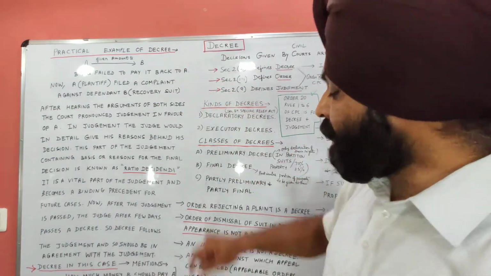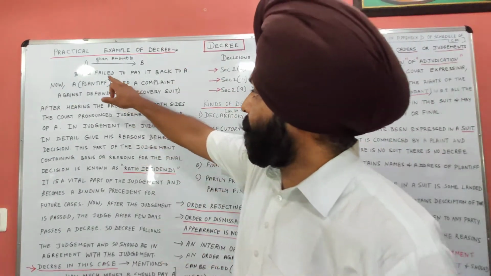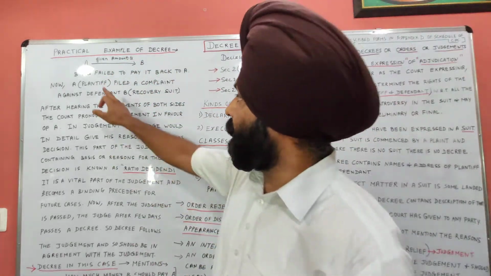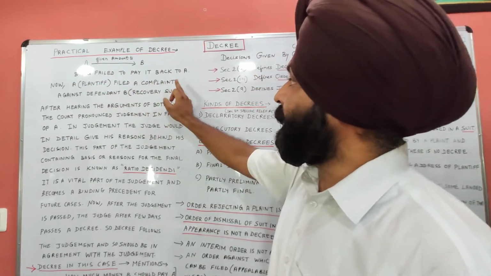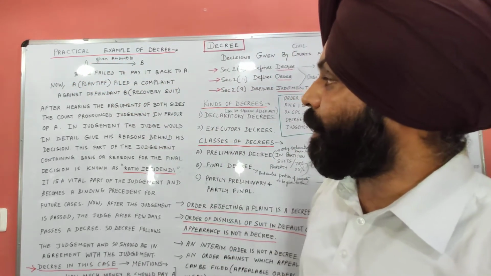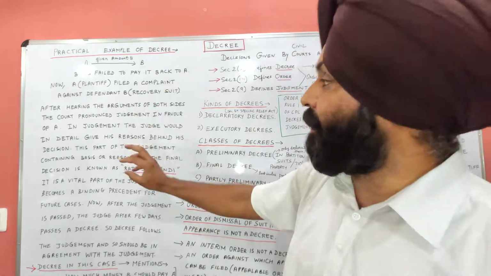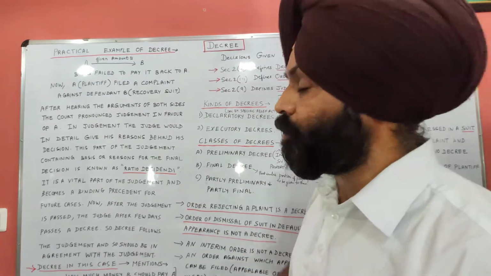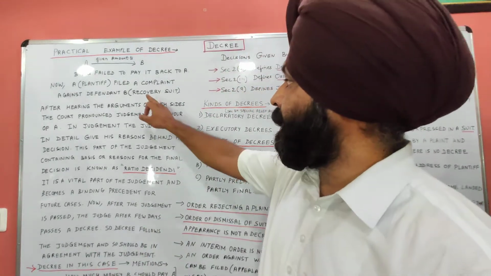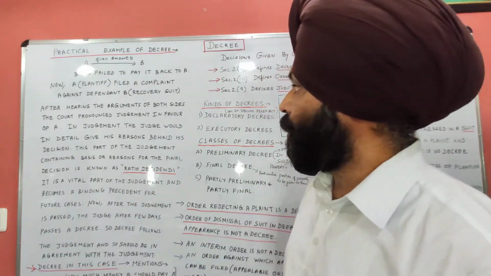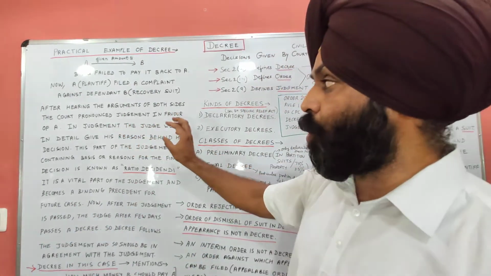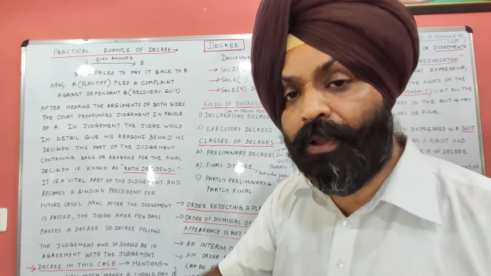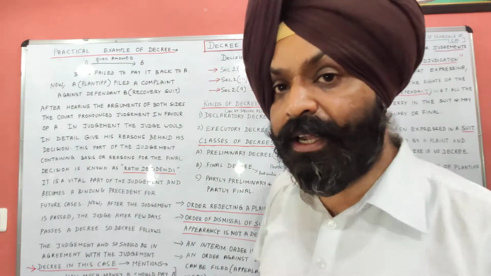Then I can give you a practical example of that. B has failed to pay back to A a certain amount. For example, A has given an amount to B and B has failed to pay back that amount to A. Now, A, that is the plaintiff, can file a suit against the defendant, which is known as a recovery suit. Now, after hearing the arguments of both the parties, the court pronounced the judgment in favor of plaintiff A, who filed the suit for recovery against B.